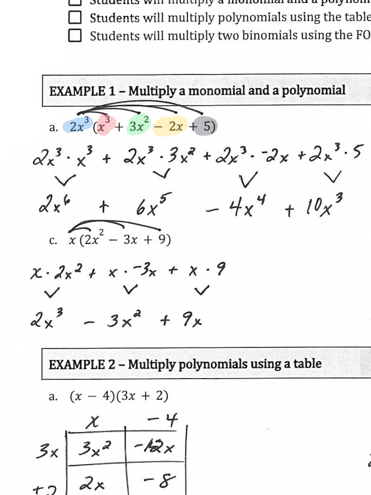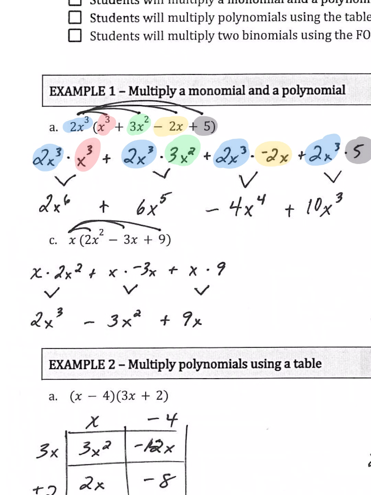So in my work, you can see that I have 2x cubed times x cubed plus 2x cubed times 3x squared plus 2x cubed times negative 2x plus 2x cubed times 5. I tried to color coordinate for you. Now, each of those little multiplication problems we can do.